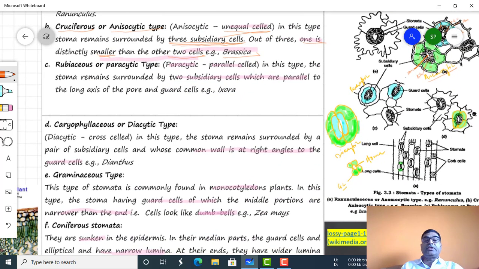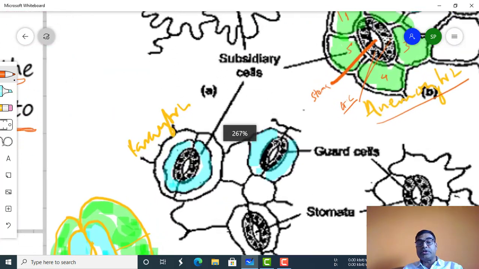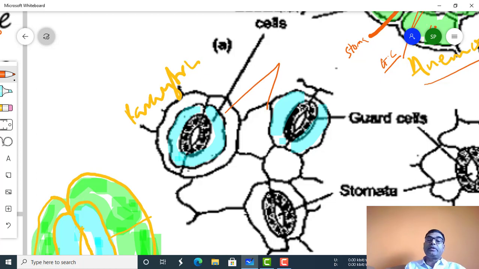In the rubiaceous or parasitic type of stomata, parasitic means parallel celled. In this type, the stoma remains surrounded by 2 subsidiary cells which are parallel to the long axis of the pore and guard cell. So if you see here, these 2 figures represent the parasitic type of stomata. Here the number of subsidiary cells is 2. Subsidiary cells are present in a pair and they are parallel to the axis of the pore and guard cell. Such a type of stomata is called the parasitic type of stomata.